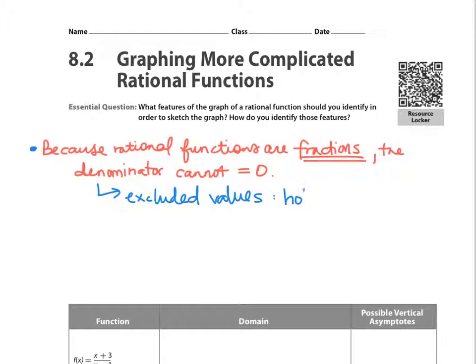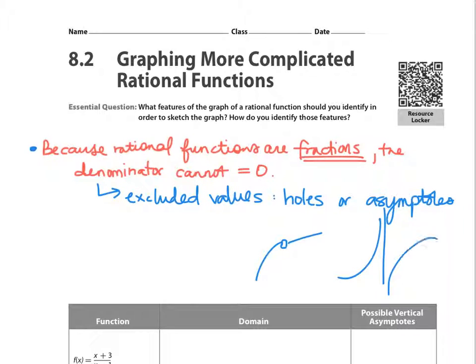And excluded values can do two things, so just kind of look for these. They can cause holes in the graph, which you've probably seen in problems before, where you have the graph and then there's a hole and then it keeps going. Or you can have asymptotes, which we just learned about last week. And asymptotes, remember, are where your graph looks like it's going to go forever, but it's never going to actually touch that line. So just notice the difference between holes and asymptotes.